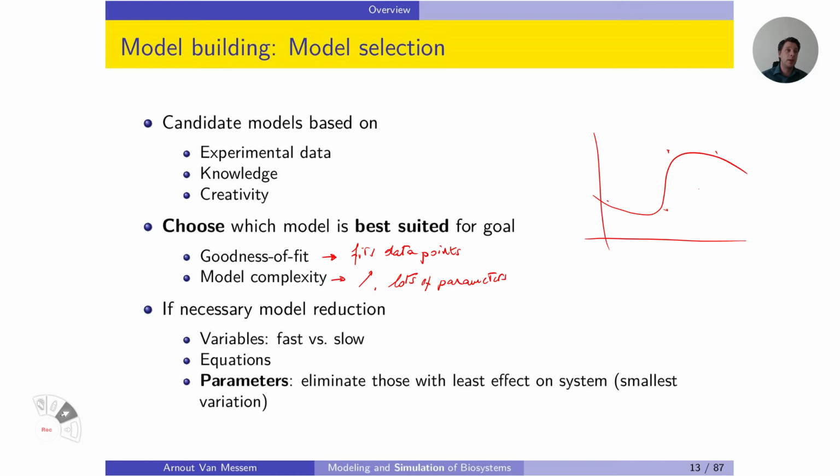Parameters, same thing. Eliminate parameters which have the least effect on the system, so which have the smallest variation, because whatever you do with that parameter, it will hardly change the output at all. So you have very little flexibility if a parameter has a very small variation. And you want to have a large flexibility to be able to get your model as good as possible.